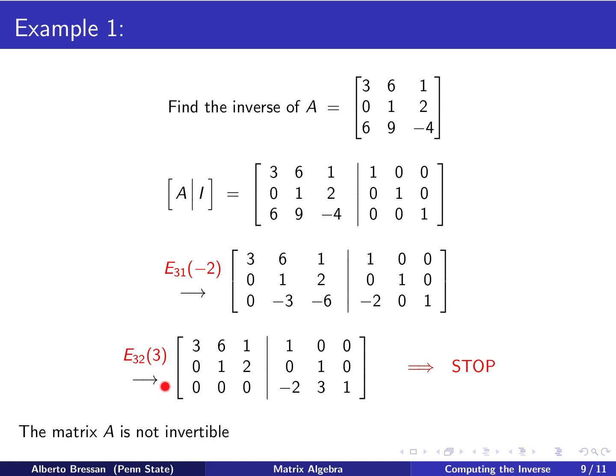And then I check the last row. Whoops, unfortunately, it's all 0. So our algorithm tells us that A is now not invertible, and then we stop.